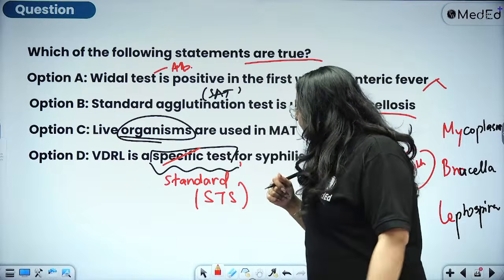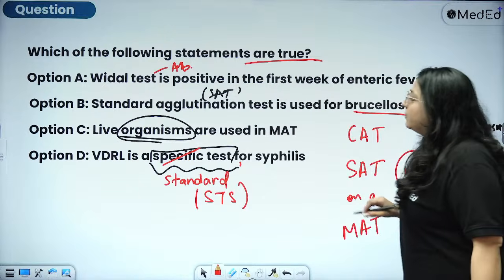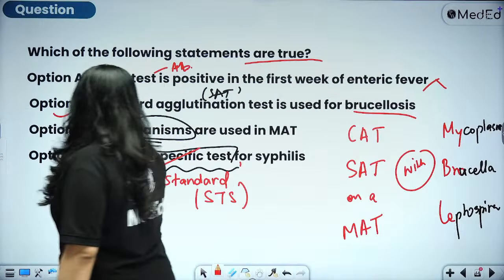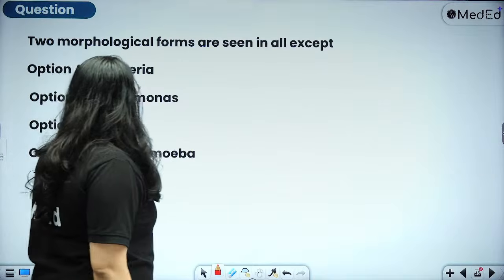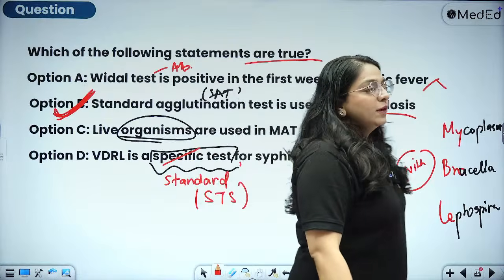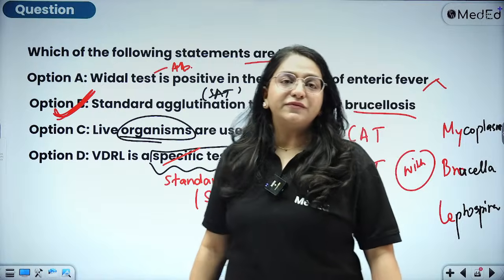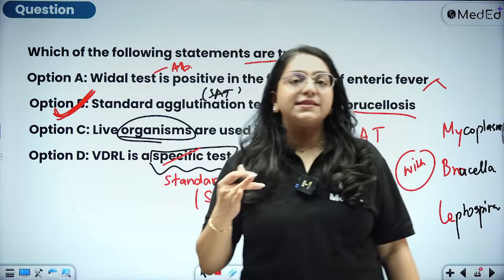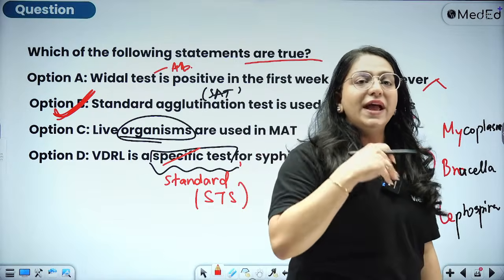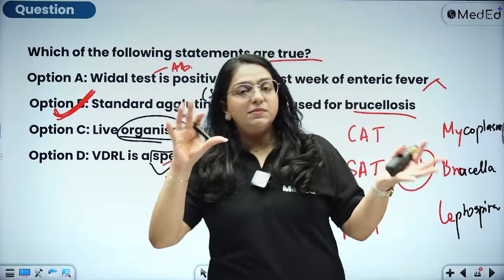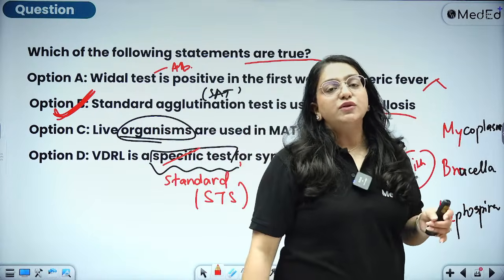Okay. Great. So, what is correct over here? SAT is used for brucellosis. Great. Awesome. What is brucella, by the way? Brucella is the distant cousin of typhoid. So, you have the night sweats and fevers. So, any patient with symptoms similar to typhoid, you should also think of brucella.